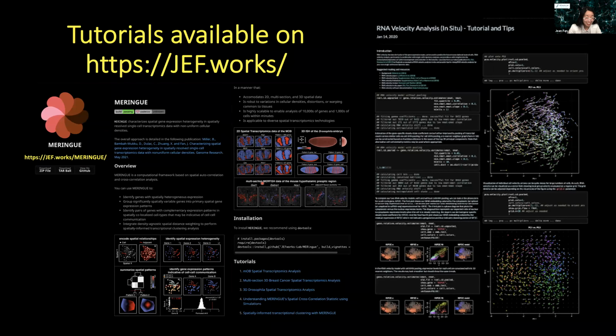So with that, if you're interested in learning how to use some of these tools or accessing different spatially resolved transcriptomic data sets, we have a lot of tutorials available on our lab website for you to tinker around with.